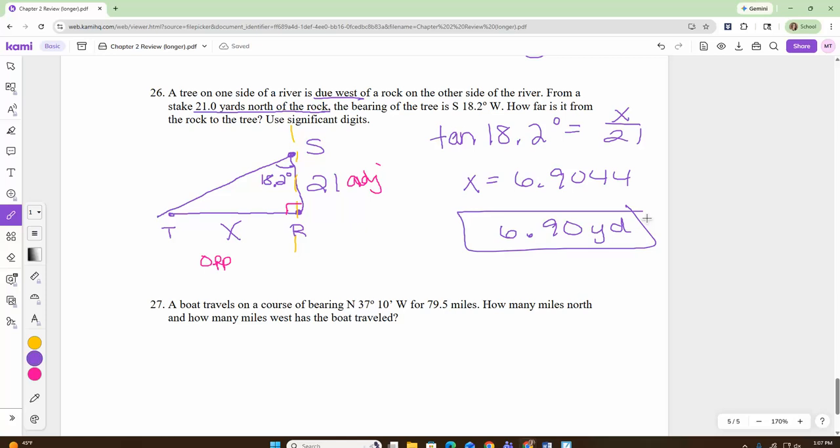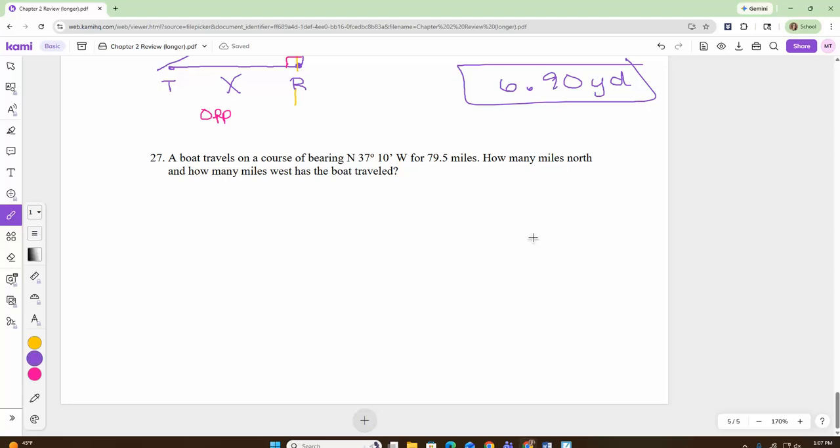Any other questions on that one? Final question. A boat travels on a course of bearing. So if I'm giving you bearing, we have to do our starting point, measuring bearing from there, so north-south line. North 37 degrees 10 minutes to the west. This angle. For 79.5 miles.